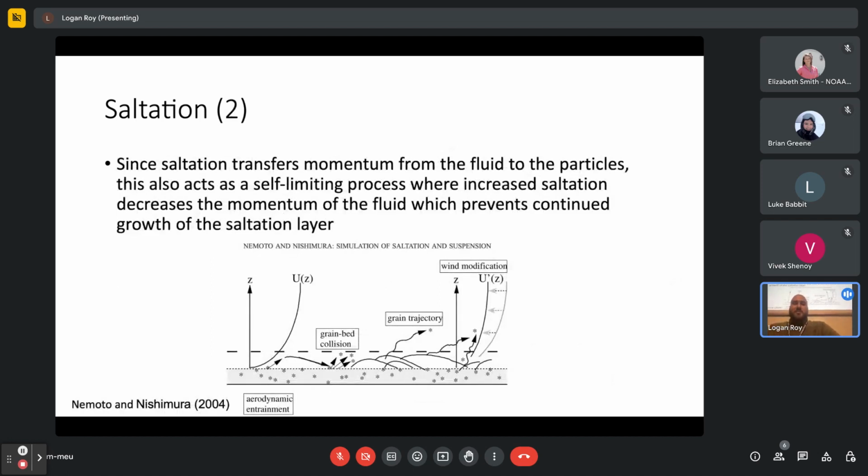So with these two slides, I wanted to highlight that it acts as a momentum transfer. It also acts as a self-limiting process. As you can see in the diagram here at the bottom, you have an initial wind profile. Once all these different Aeolian processes kick in, you start getting saltation, and it results in a modified wind profile, where there's less momentum in the fluid because it's being stored at some level in the particles.